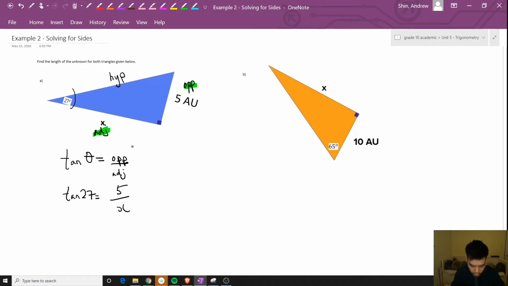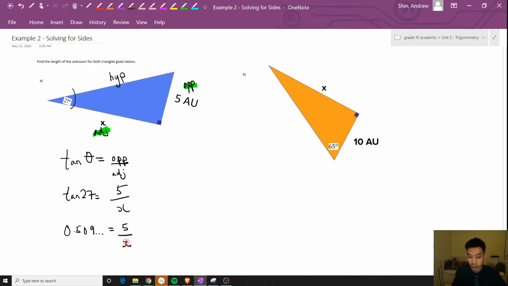So let's type in tan 27, making sure our calculator is in degree mode. And it is going to be 0.509 equals 5 over x. So what this means, again, you have to be able to translate this in your head. It actually means something. It means that the opposite is 50.9% of the adjacent. So this is about half of the adjacent. And we need to solve this equation to find out what x is going to be.